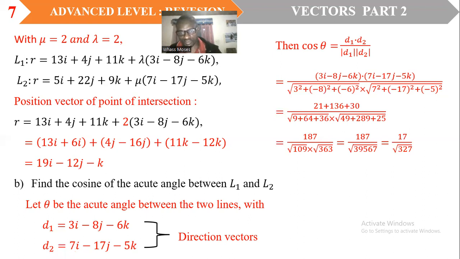To further reduce this, we know that 363 is divisible by 121, and the square root of 121 is 11. That 11 can divide 187 to give 17. That is why we have 17 over the root of 327. Thus, the cosine of the angle between the two lines is 17 over the root of 327.